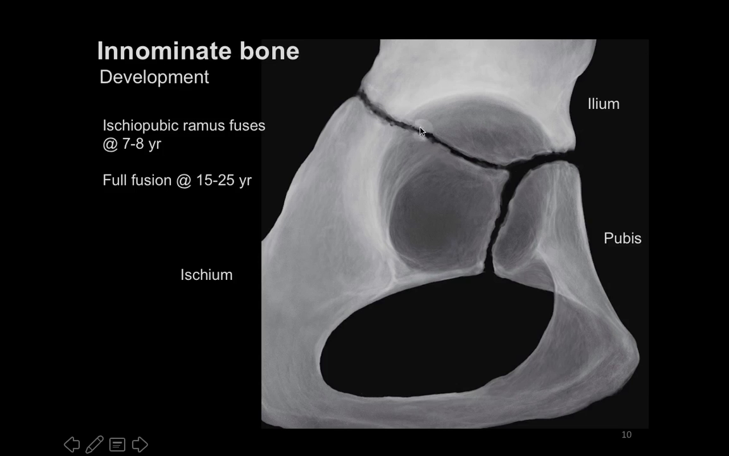However, this individual has not reached full fusion of the innominate bone, as we can see by the presence of cartilage between the ilium and ischium, ischium and pubis, pubis and ischium. This space is going to be filled with cartilage that has yet to ossify.